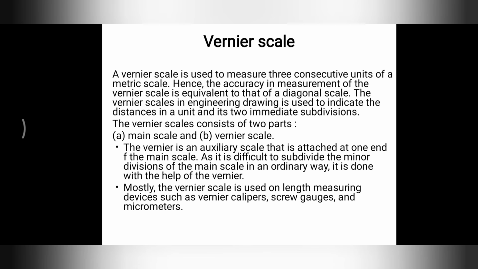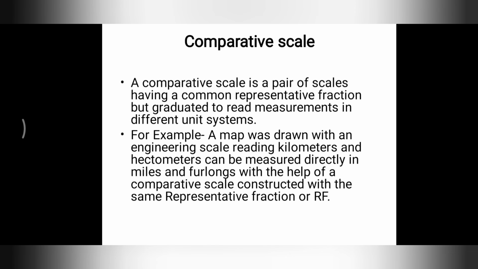The vernier scale is also used to measure three consecutive units, and it is in the metric system. It consists of two scales, the main scale and the vernier scale. With the help of the main scale and vernier scale we can find very precise dimensions. It is basically used in vernier calipers, screw gauges, and micrometers.